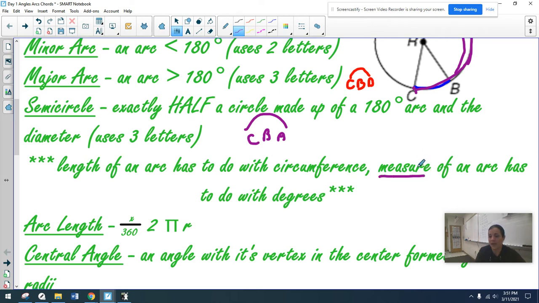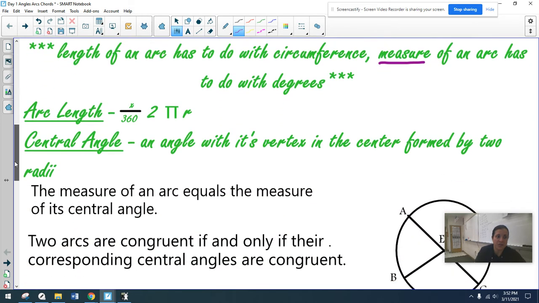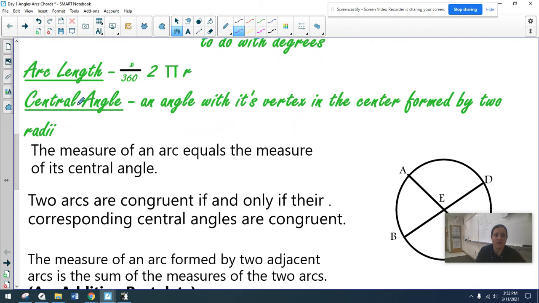So all we're doing today and for the next couple of days is finding measures of the arc, and that has to do with the degrees. If they ask you for the length of an arc, length has to do with circumference, so it's going to be part of your circumference. So the arc length, which I'll show you one today, and you might have one in your homework, I can't remember, but it's going to be x over 360 because you're going to figure out whatever your angle is. And it's going to go over 360 because 360 is a full circle. And you're going to times it by 2 pi r because that's also part of circumference. Okay, so we won't be using that arc length much until later for sure. And then also we have a central angle.